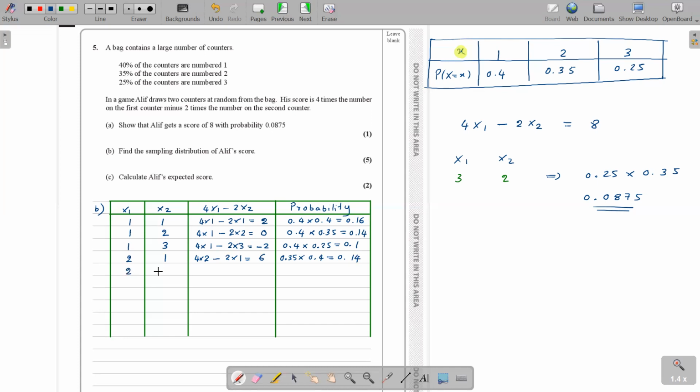Next one, 2 and 2. That's 4 times 2 minus 2 times 2. 4 times 2, 8. 2 times 2, 4. 8 minus 4 is 4. Probability of 2 is 0.35 multiplied by 0.35. How much is it?